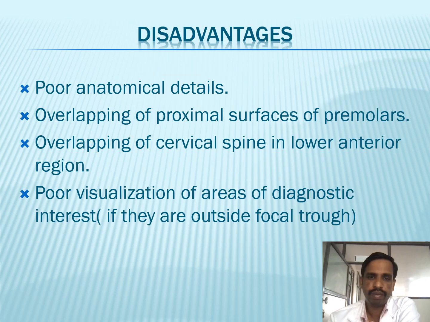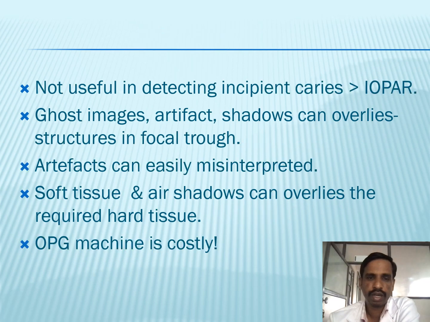But there are some disadvantages which you cannot avoid. That is overlapping of the proximal surfaces of the premolars, which will always be there, and overlapping of the cervical spine. These two are unavoidable. The sharpness is poor because we use intensifying screens in this one, and you get ghost images, artifacts and soft tissue edge shadows, and lastly the OPG machine is a bit costly.